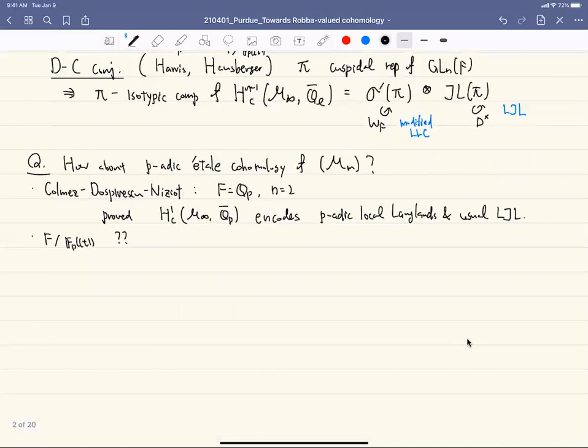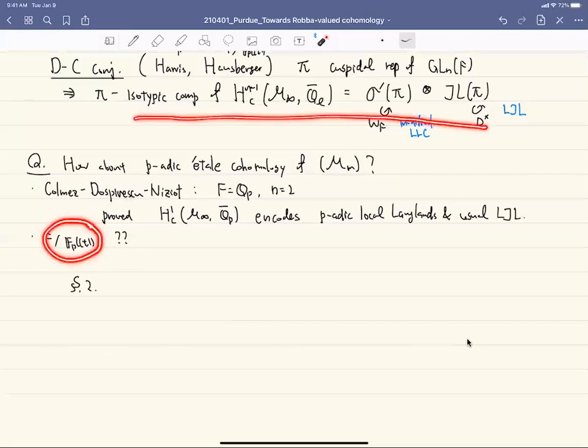As the title suggests, the goal is to consider the local function field case and try to develop another periodic cohomology theory, which should give new geometric realizations of local Langlands and Jacquet-Langlands, the classical version.